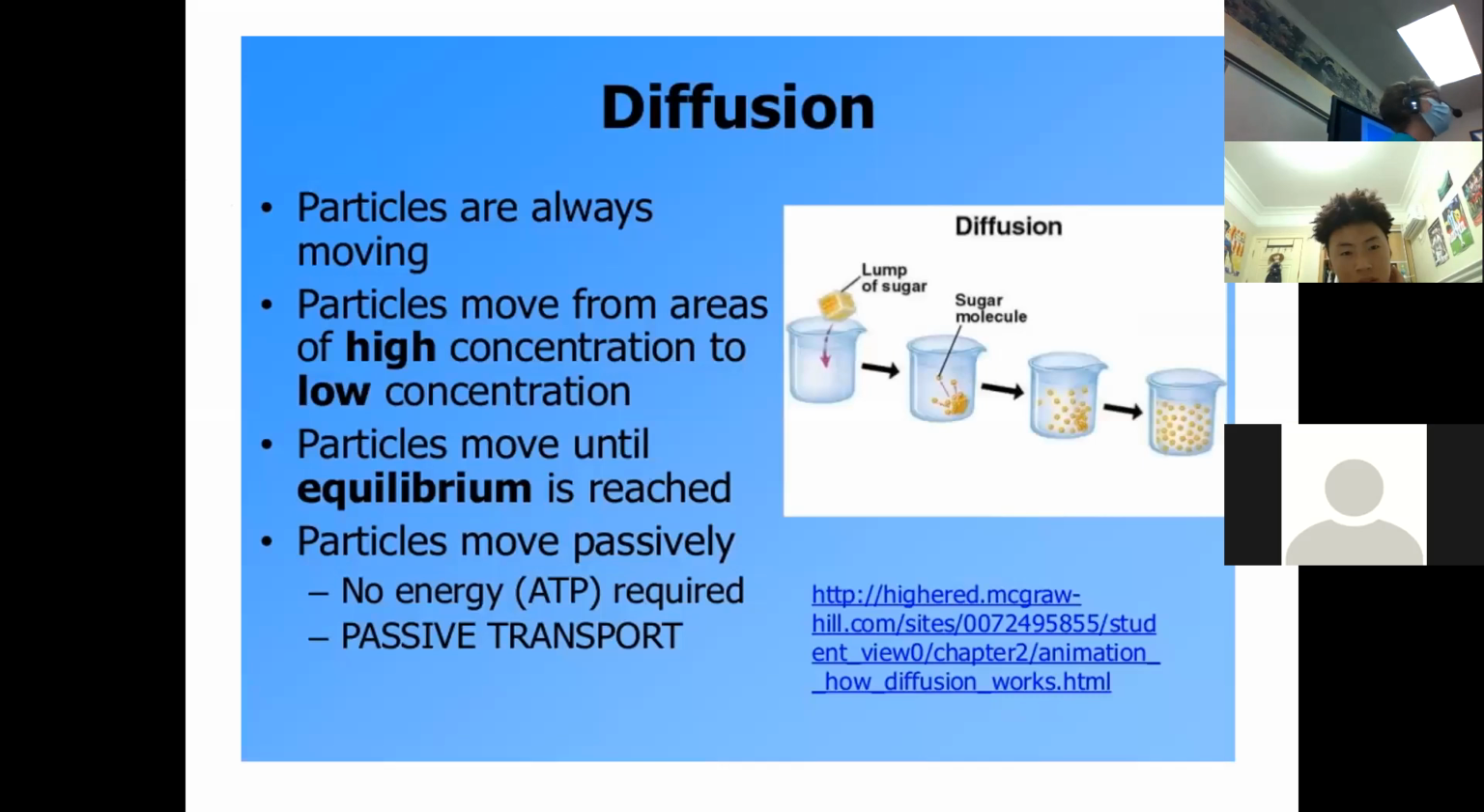In keeping with our discussions concerning water, we know that diffusion is the movement of particles, right? Particles are always moving, kinetic energy. They're going to move from an area of high concentration to low concentration, down their concentration gradient, until equilibrium is reached. This happens passively, so it's passive transport, no energy required by the cell. No energy required to make diffusion happen. And again, I put this in the classroom, so you should be able to access this as well.